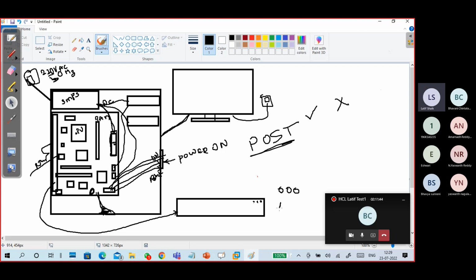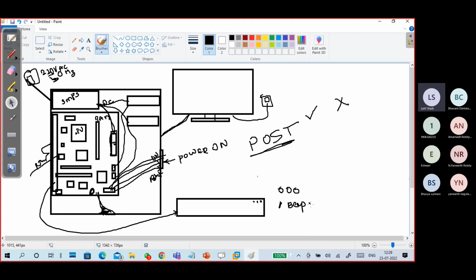So one beep, it will generate a beep sound. If your POST is successful, one beep. This is one indication. A beep is one indication. The LED blinking once or one beep indicates POST is successful.